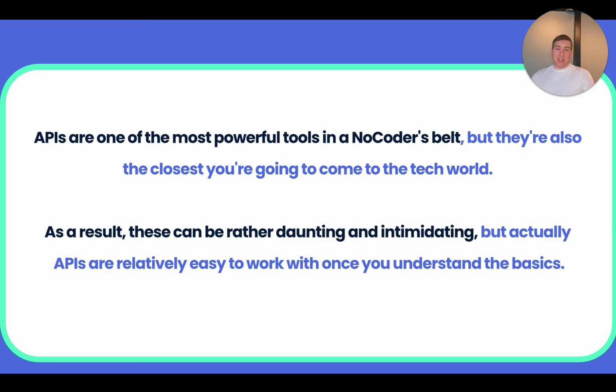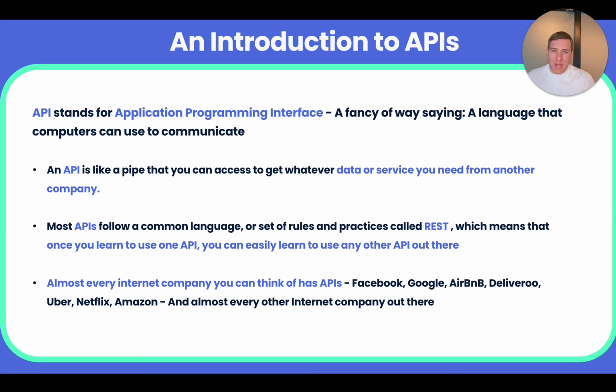But anyway, let's actually start by figuring out what an API is. An API stands for Application Programming Interface, and it's really just a fancy way of saying a language that computers can use to communicate. Now, don't bother writing down Application Programming Interface or worrying too much about that. That is probably the last time that you will hear me using that full phrase. Because the good news is, if we're trying to keep it non-technical, we don't really have to worry about that at all. So, how does an API work?